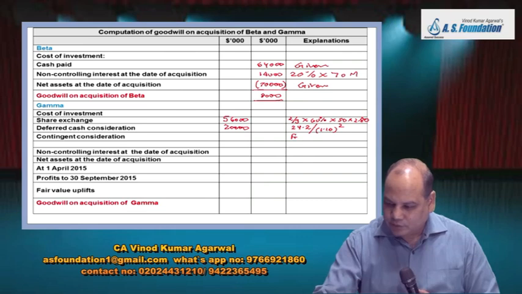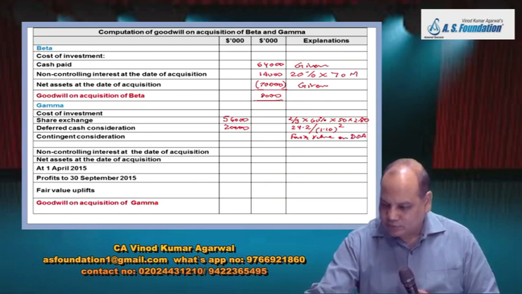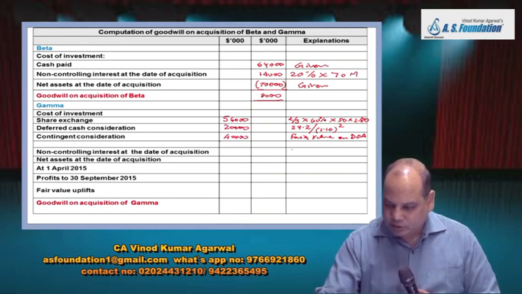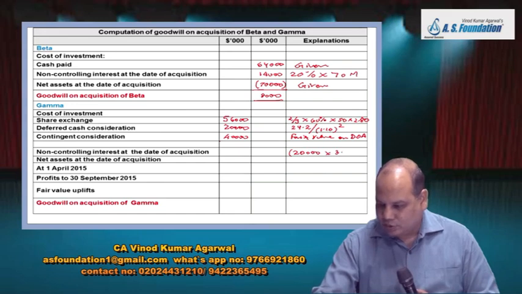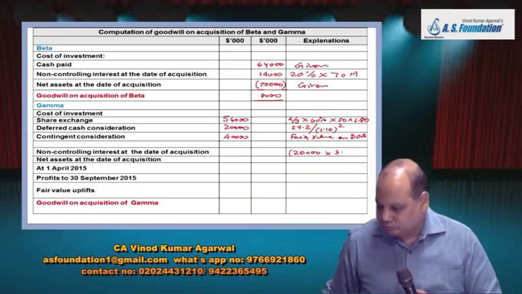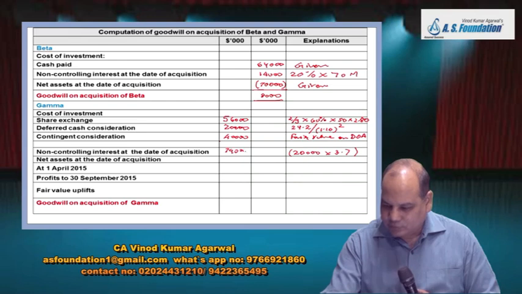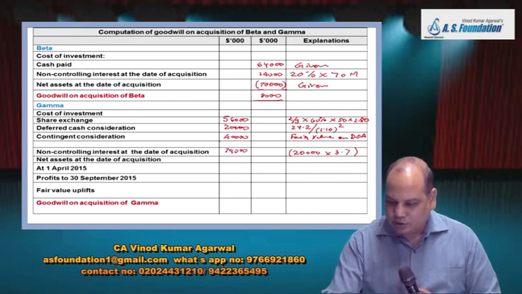Contingent consideration fair value on the date of acquisition. Fair value on DOA, date of acquisition. Is it 40,000? So non-controlling interest, multiply 20,000 into 3.70. How much is that? 74,000. Net asset on the date of acquisition.